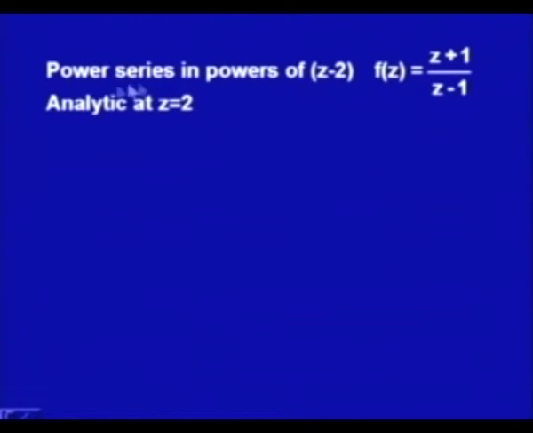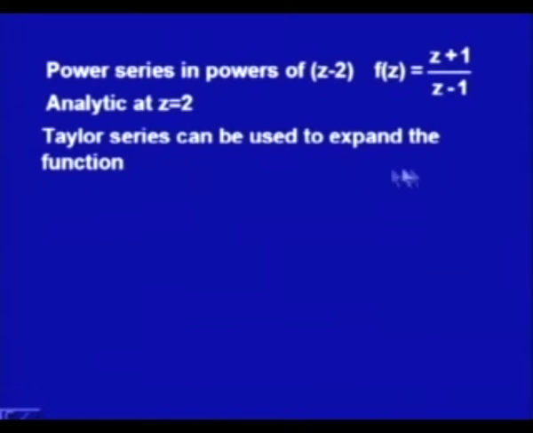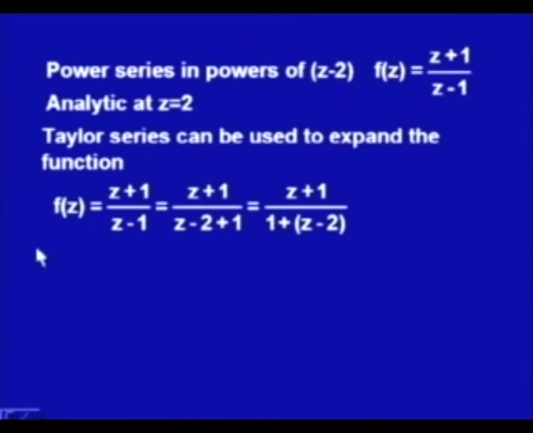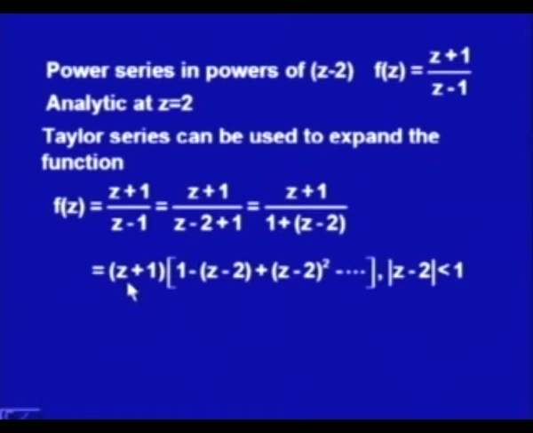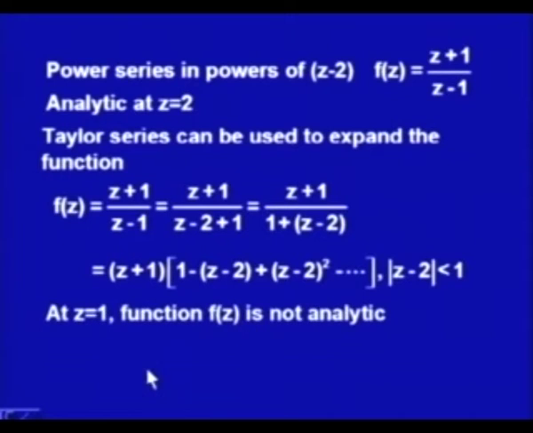The power series, if we have to express the same function but now in powers of z minus 2, then we may notice that this function is analytic at z is equal to 2. So, Taylor series can be used to expand this function, and again we simplify this term so that we can expand it in powers of z minus 2. So, we write down the function in this manner and then expand the denominator in powers of z minus 2, provided modulus z minus 2 is less than 1, otherwise this will not be convergent.